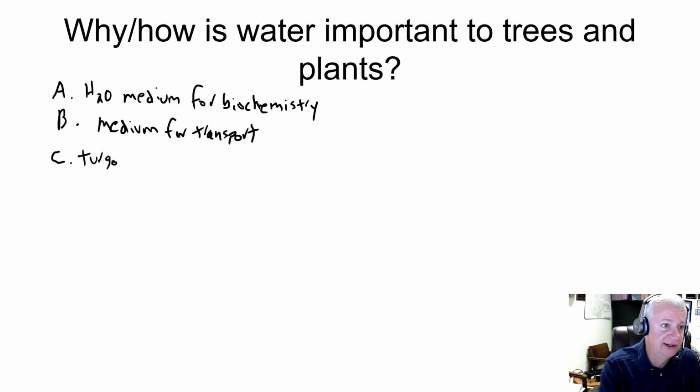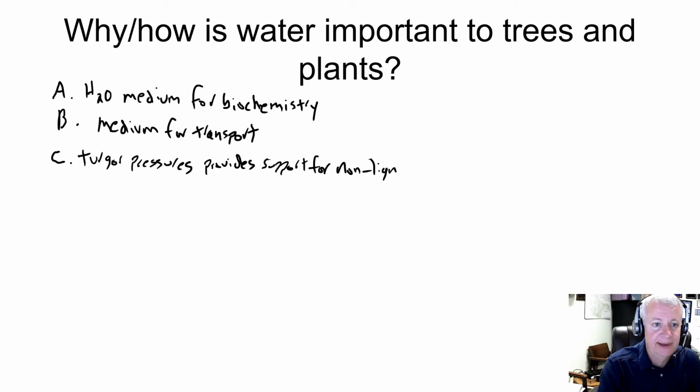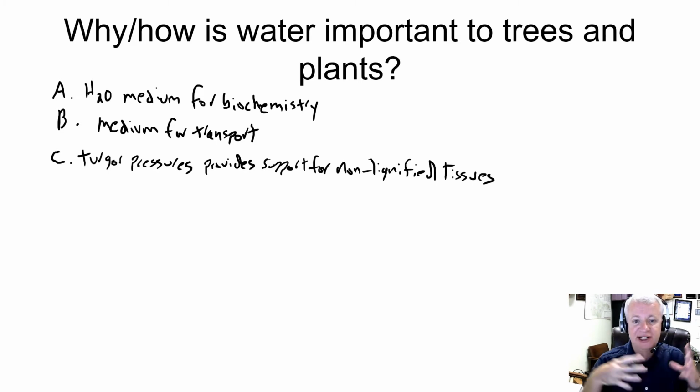Another is that turgor pressure provides support for non-lignified tissue. And we'll define turgor pressure in a little bit, but suffice it to say, if you think about a plant cell, turgor pressure is just the pressure pushing out from inside the cell on the cell wall. And in herbaceous plants or in non-lignified or less heavily lignified parts of trees, that pressure is actually what gives rigidity to leaves and non-lignified stems. So that turgor pressure can be important for that reason.